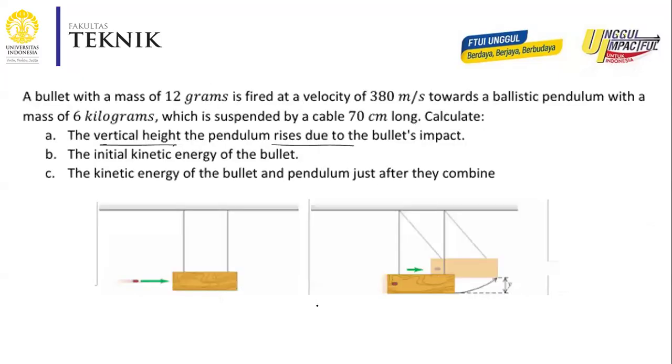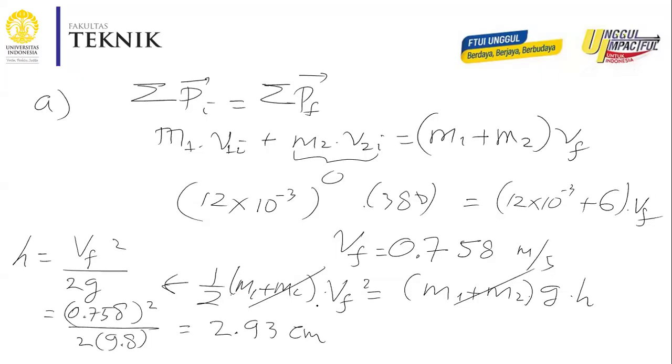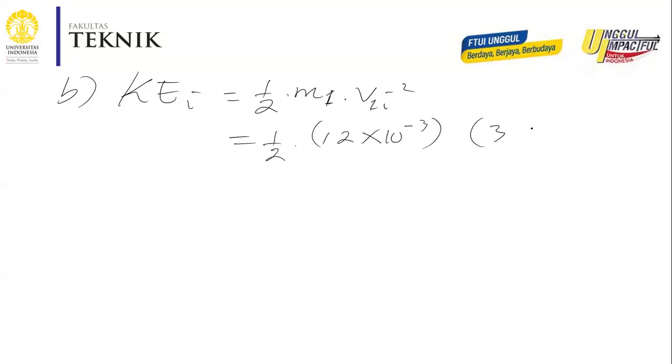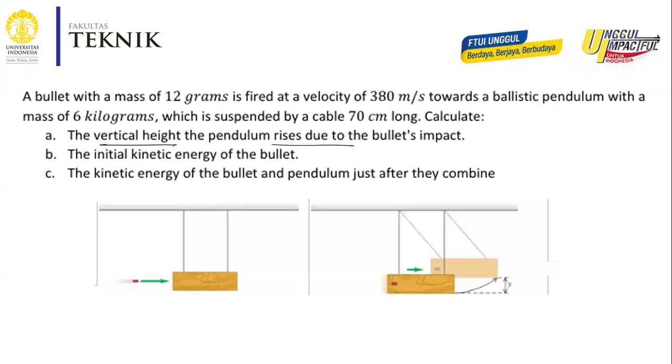And then the initial kinetic energy of the bullet we can calculate as half mass 1 times V1I squared. This is equal to half times 12 times 10 to the minus 3 times 380 squared. So the initial kinetic energy of the bullet is 866 joules.